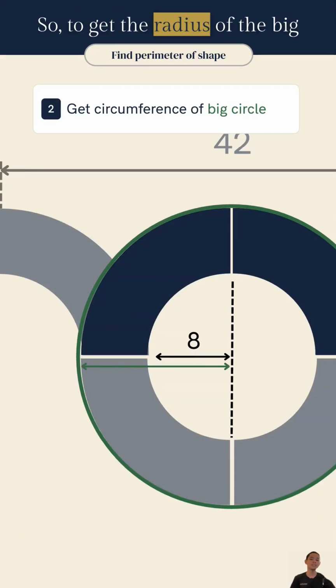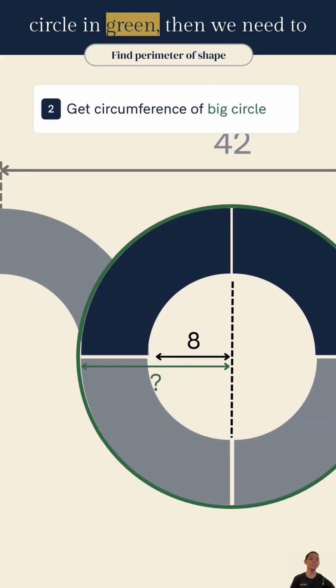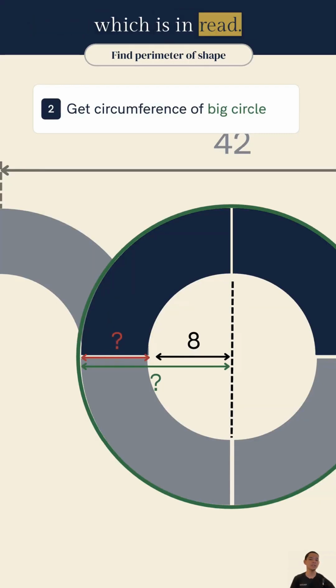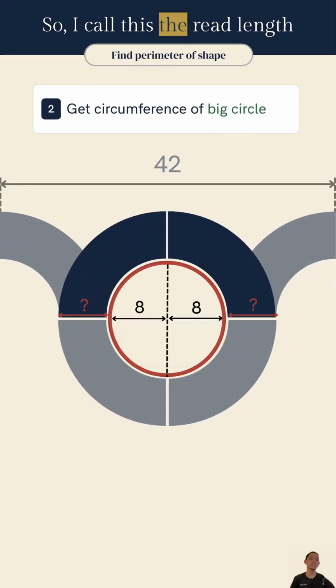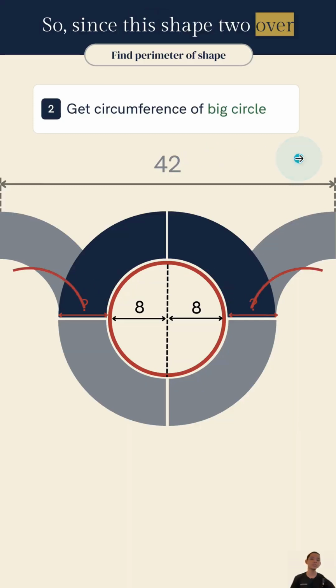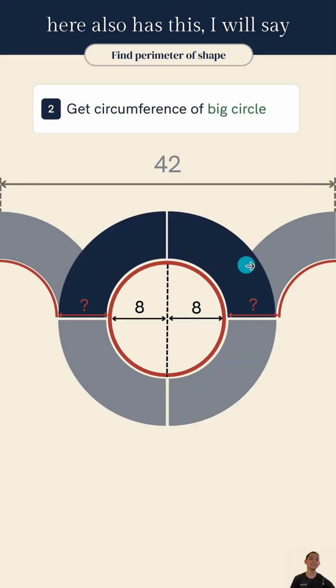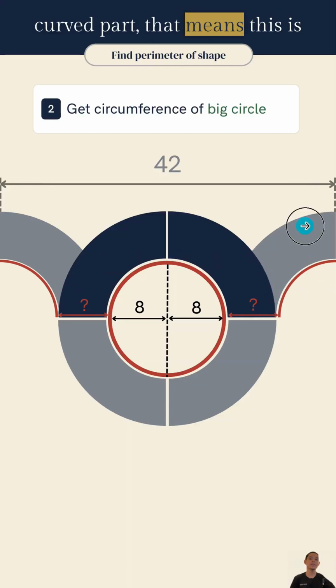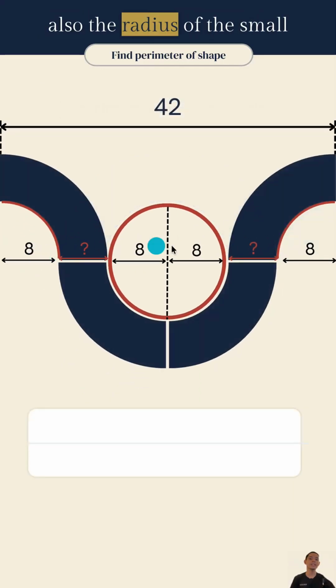To get the radius of the big circle in green, we need to know this other length as well, which is in red. I call this the red length over here. Since we know the circumference of the red circle, how do we know the big circle? I'm going to make use of this 42 centimeters over here. Since shape 2 also has this curved part, that means this is also the radius of the small circle in red.